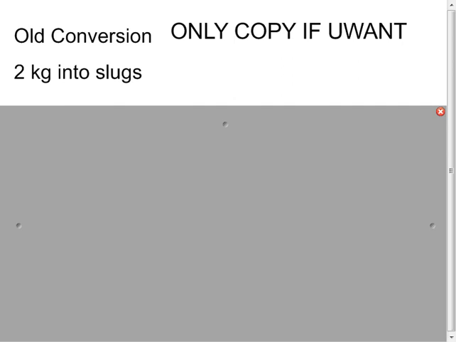Now, here's an old conversion. You don't have to copy this unless you want to. Just to review. Here's my starting unit. All right. 2.2 kilograms into slugs.